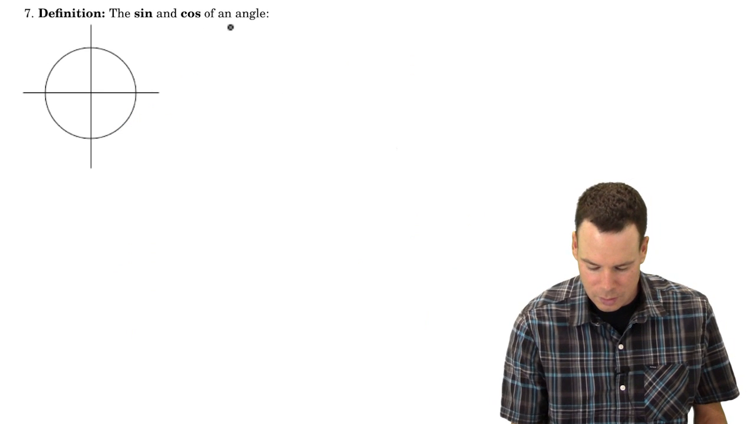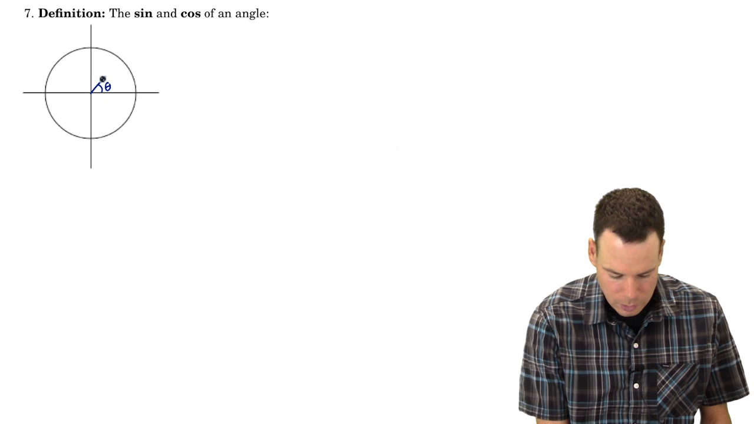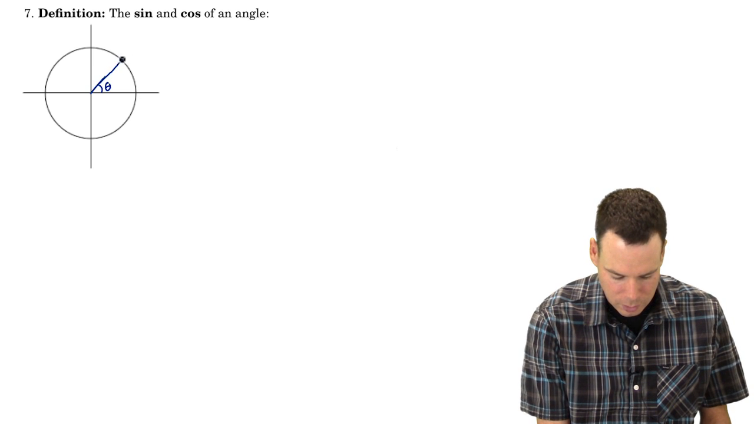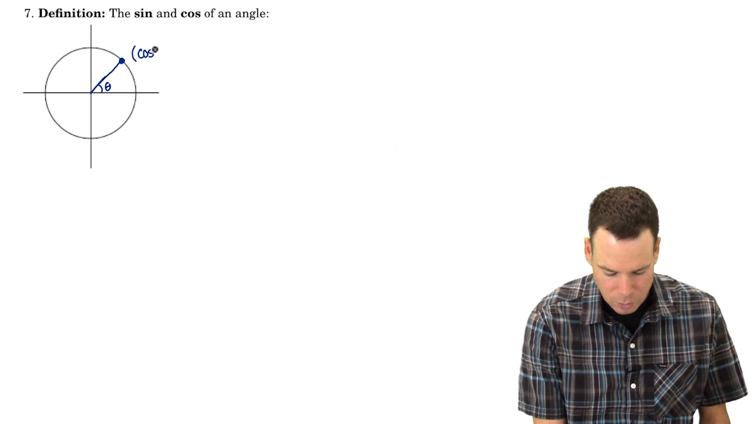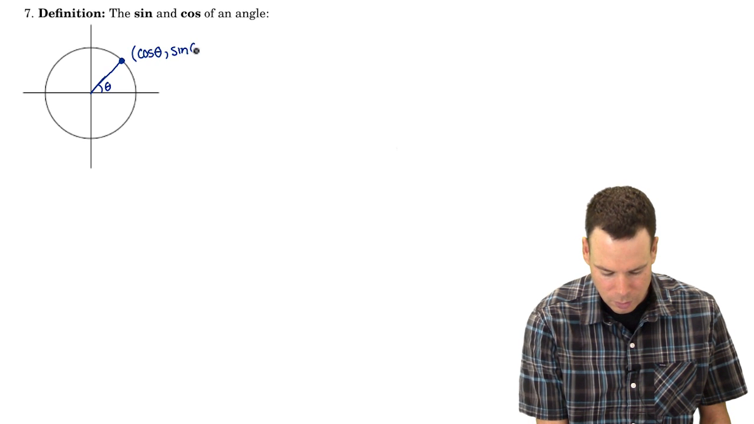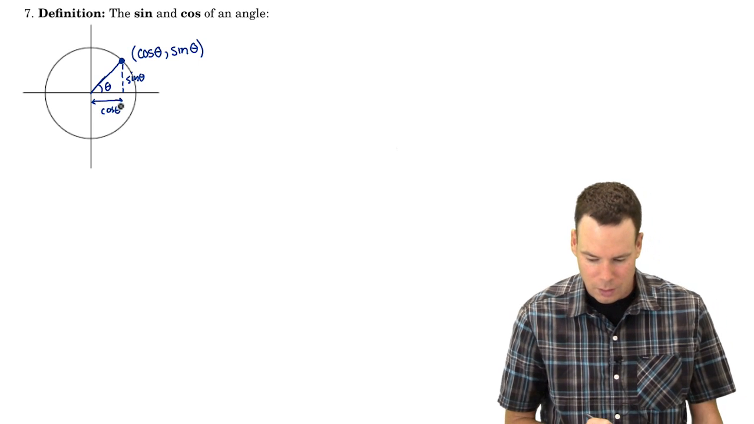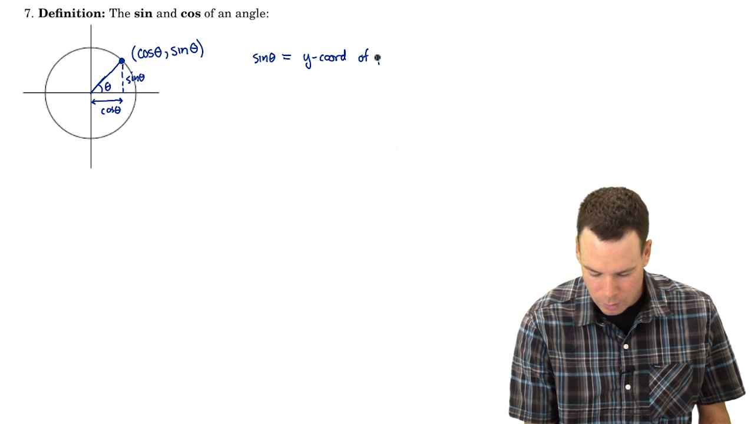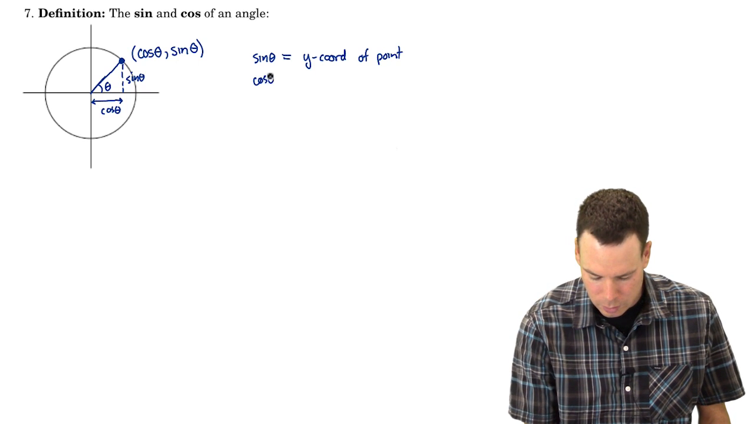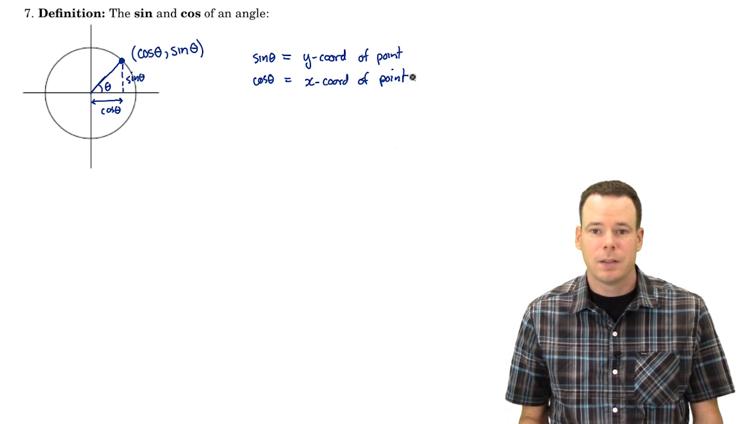So what is the definition of the sine and the cosine of an angle? Well, if we have an angle theta, we draw the terminal line segment of the angle in standard position up to the unit circle. It meets the unit circle at an x and y coordinate. The x coordinate is what we call cos theta. The y coordinate is what we call sine theta. In other words, sine theta is this height, and this base here is cosine of theta. So sine theta, by definition, is the y coordinate of the point, and cosine of theta is the x coordinate of the point. That's the definition of sine and cosine.